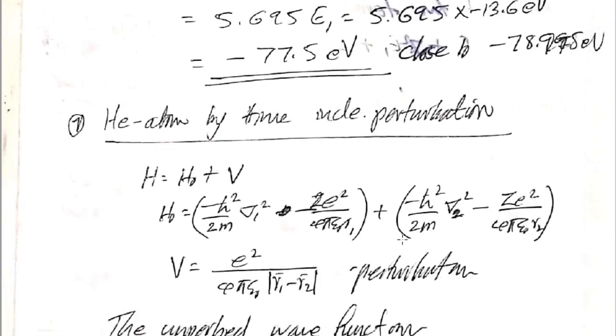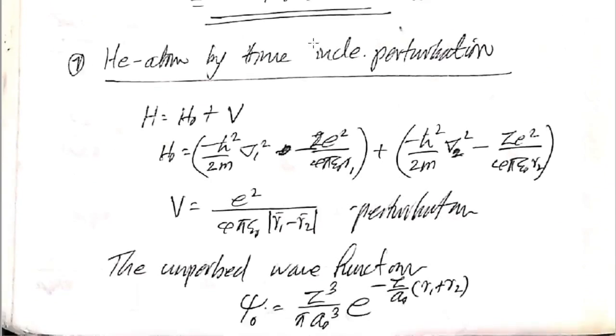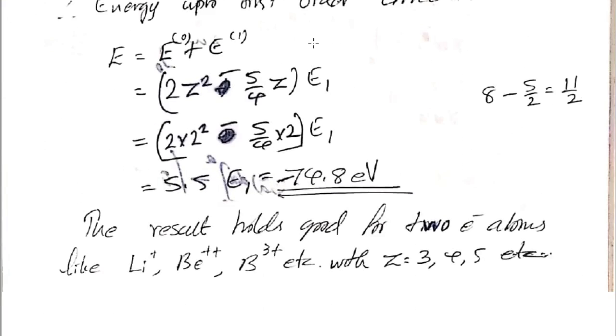volt. So this is also very close to the experimental value of minus 78, but the more accurate result is obtained by the variational technique. And this variational technique is applicable for two electron atoms like Li+, Be2+, B3+, etc., with Z equal to 3, 4, 5, etc. That is, we have to provide the value of Z equal to 3, 4, 5 here in this expression.